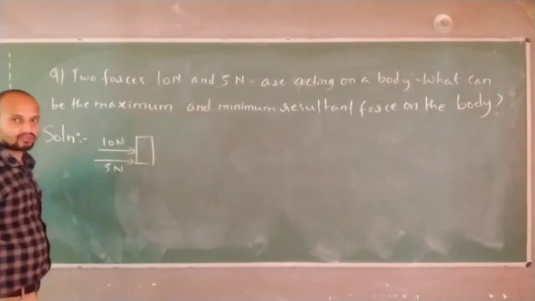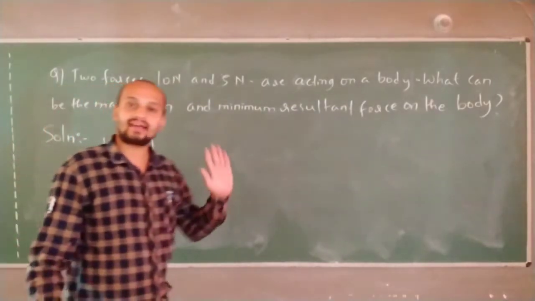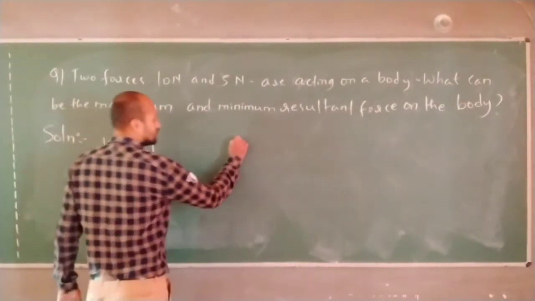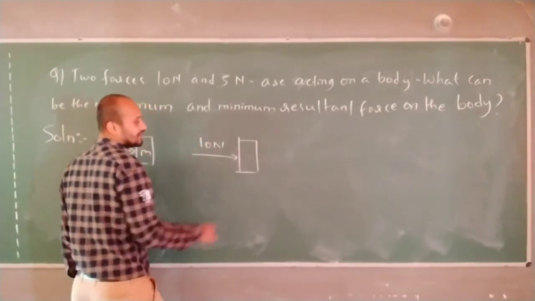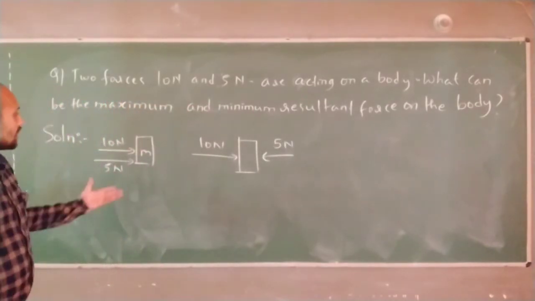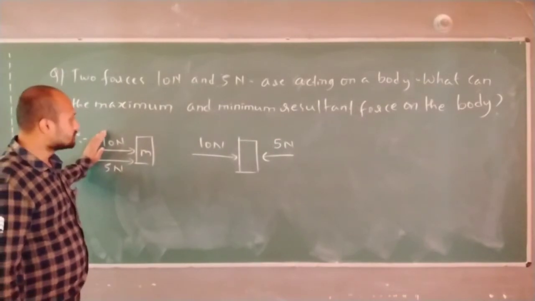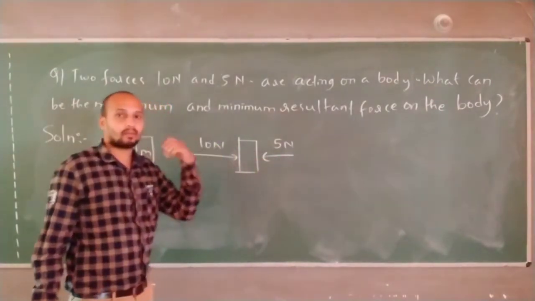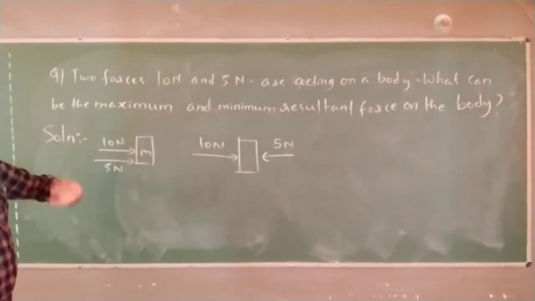You have to agree with this. When these two are acting in the same direction, that will be the maximum force acting on the body. Correct now? This is the body I am asking about. For the minimum case, 10 Newton must be acting like this, 5 Newton must be acting like this. Forces are vector quantities. For the minimum force acting on the body, they have to be acting in opposite directions. That is the minimum force which will be applied. This is the maximum force which is applied.